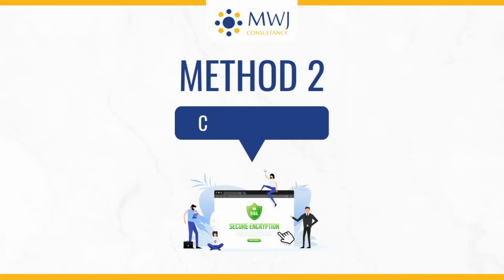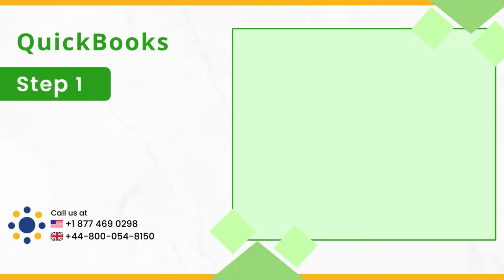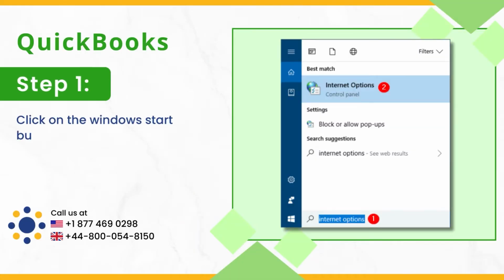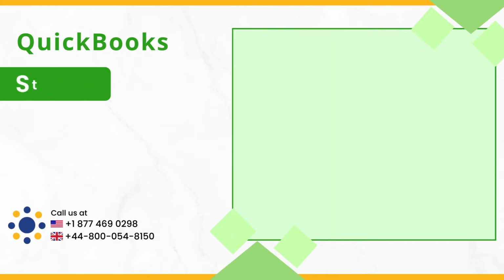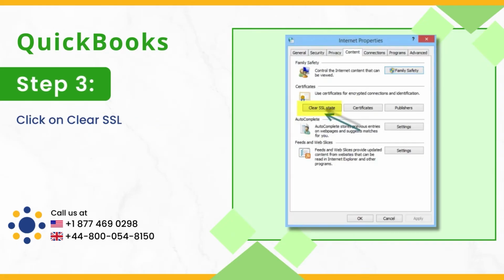Method 2. Clear SSL state. Step 1. Click on the Windows Start button and search Internet Options. Step 2. Open Internet Options and go to the Content tab. Step 3. Click on Clear SSL state under Certificate.